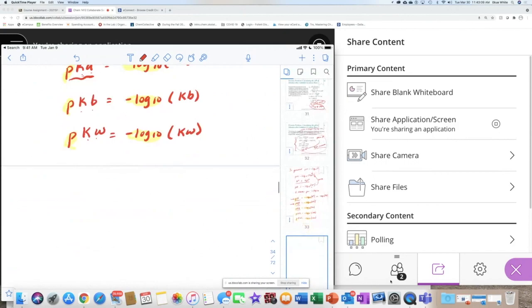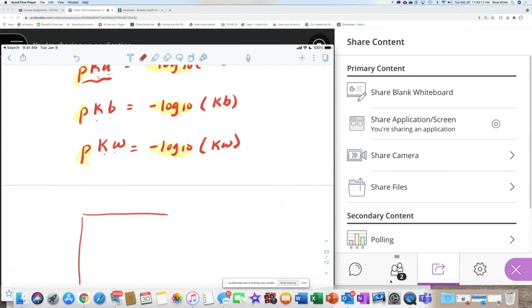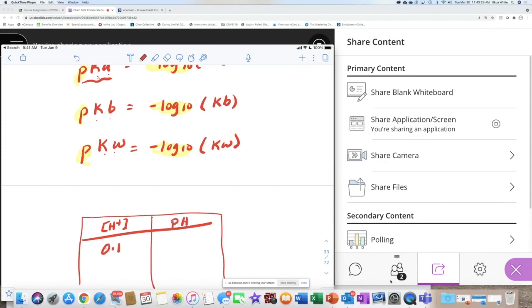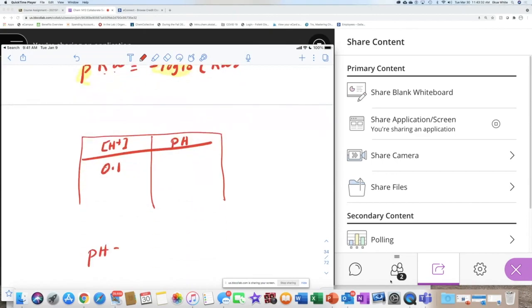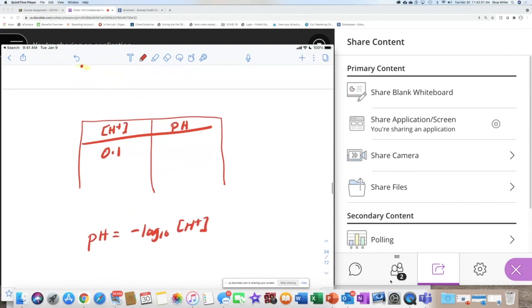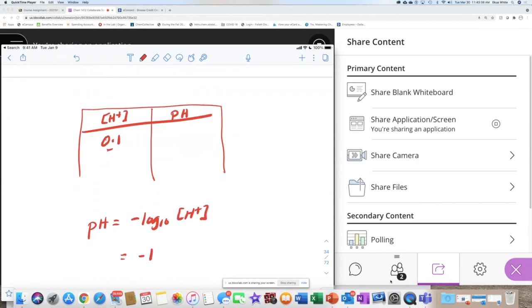So if in the lab table you were given, I probably wrote this very small. Let me make this bigger. If you're given a table where you're given the hydrogen ion concentration, and you're asked to find the pH, and say the hydrogen ion concentration is 0.1, what is the pH? Knowing that the pH is equal to negative log base 10 of H plus, just take this number you have here, plug it in, 0.1, and then solve for that.